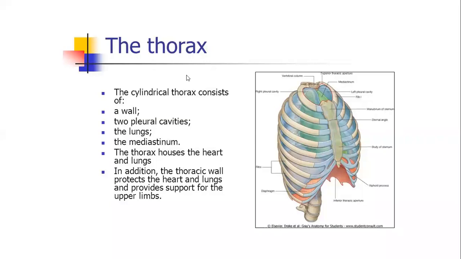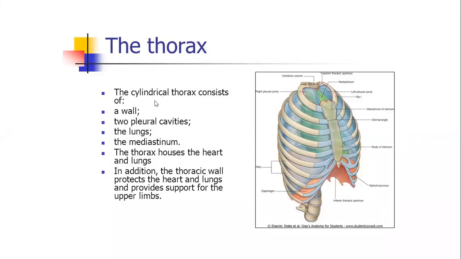So thorax here is the cylindrical part of the body that is connecting the head and neck with the lower part of the body, that is the abdomen and pelvis. And then further down to it is the lower limbs. So this is almost the upper middle part of the trunk of the body.